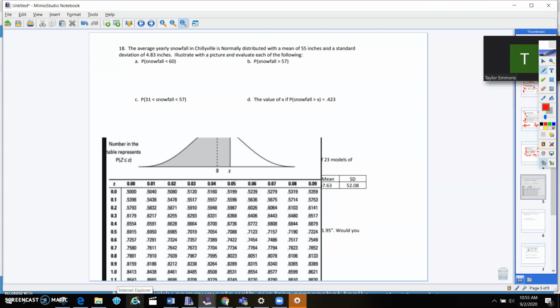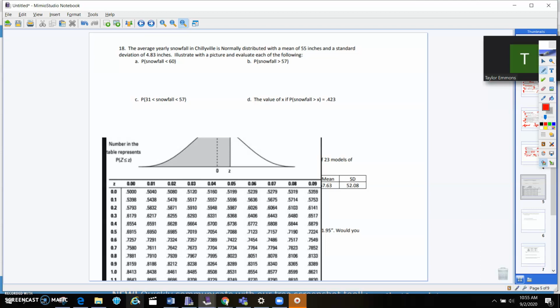Right, last section on this review. So what you're going to do is, it says that the average yearly snowfall in Chillyville is normally distributed with a mean of 55 inches and a standard deviation of 4.83 inches. Illustrate with a picture and evaluate for the following.